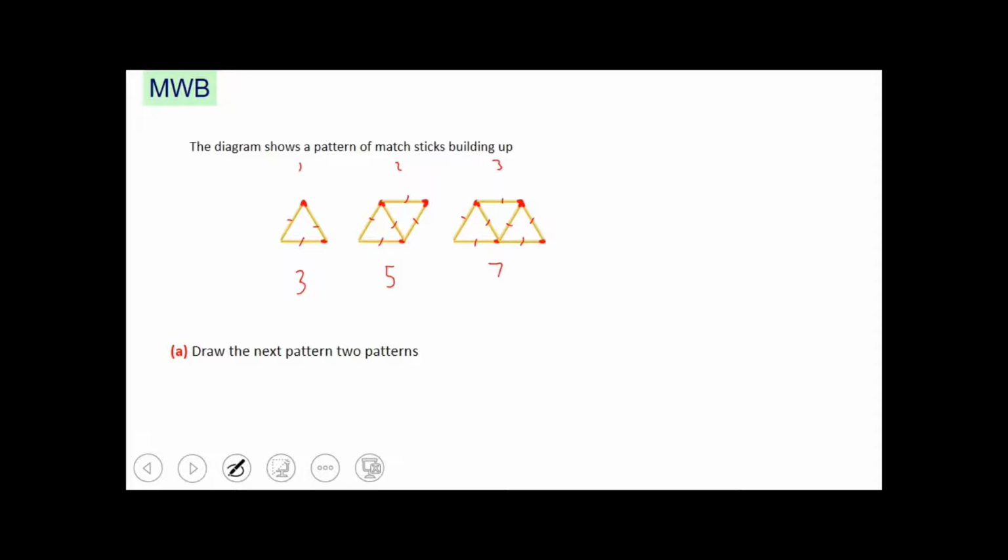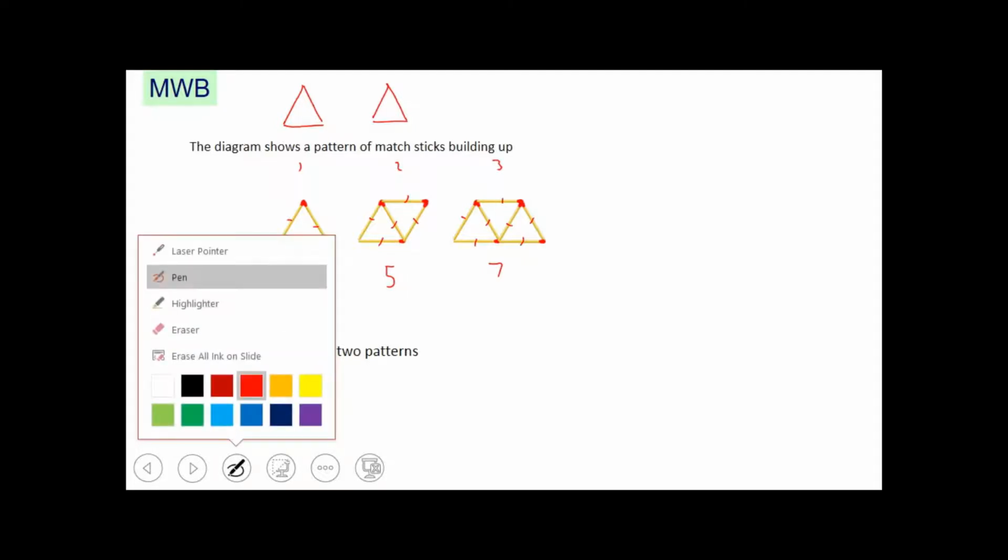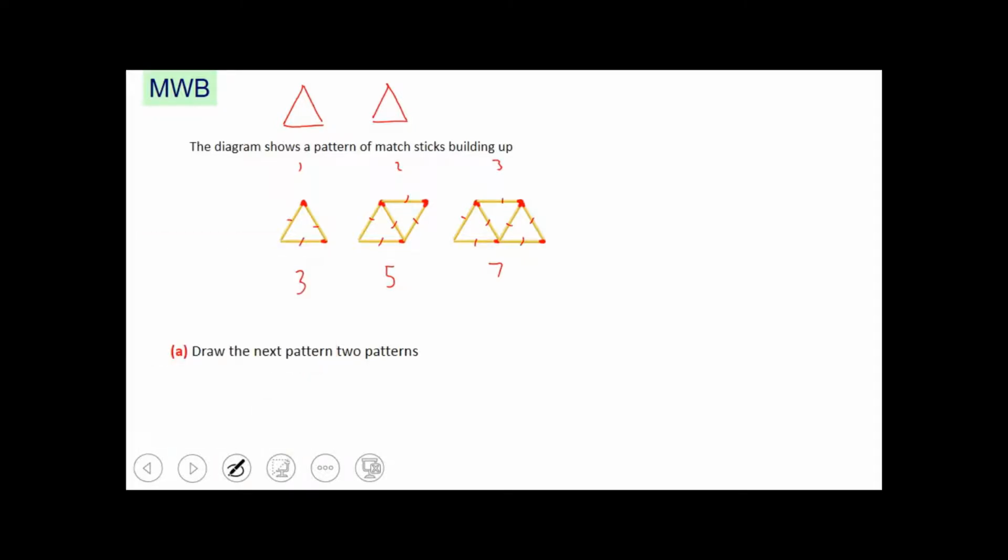So with a question like this, what you could do is draw the previous pattern. For example, I start off with this first one up there. Now what you would need to do is for the next pattern, pattern number two, do exactly the same thing up there. Copy that. And we need to make sure we add two more matchsticks. So I'm just going to add one up there and one up there. So that is my next pattern.